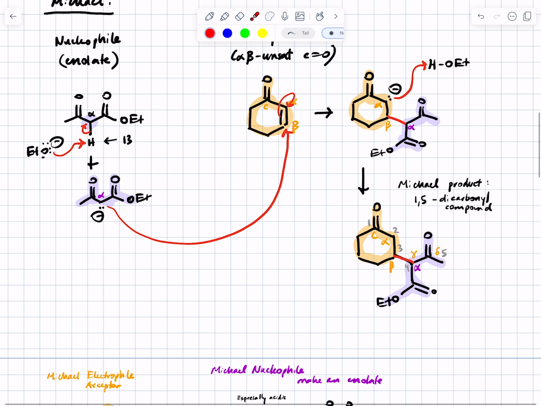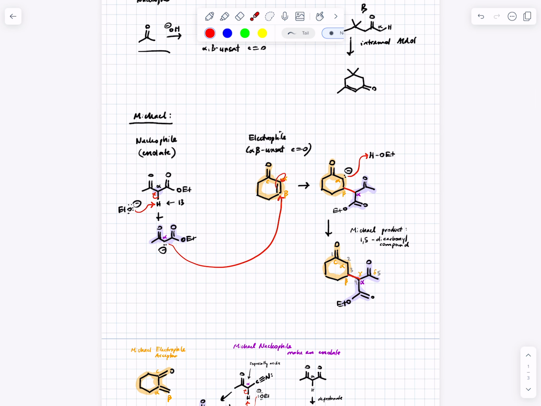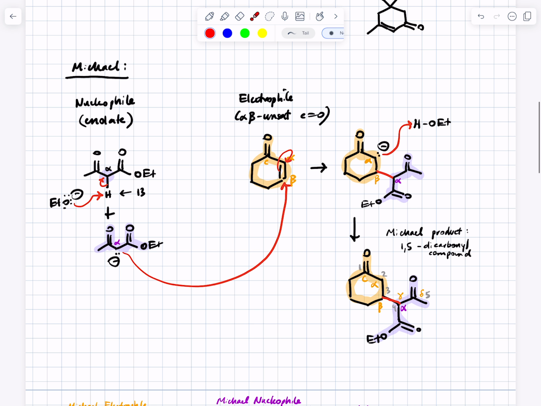Yep, yes? Can that protonation happen because of aqueous workup? Does it have to happen then? It turns out these reactions all occur in protic solvents, so you don't have to wait for any kind of workup. The protons are just there. What else?